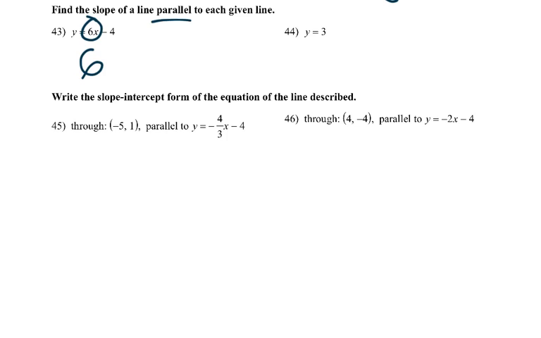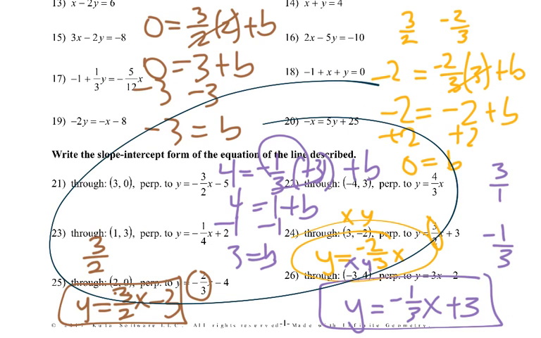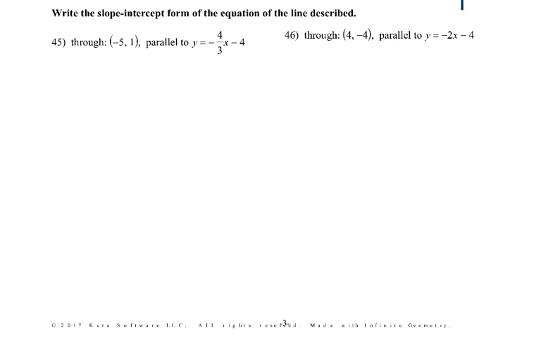Now remember, parallel lines have the same slope, so slope of 6 would mean we have a slope of 6. Y equals 3 is a horizontal line at 3, so another horizontal line would give us a slope of 0. Okay? And then this same process we used before on these guys, we use here, except we keep the same slope, so my slope is negative 4/3.